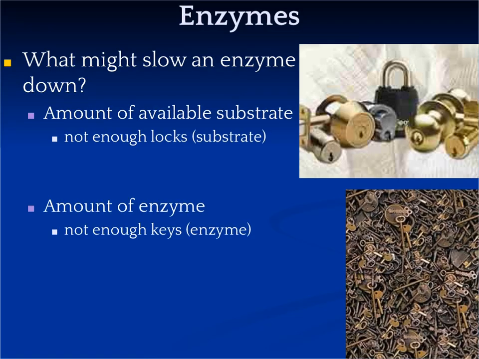Enzymes can also be slowed down if there is not enough substrate, right? That means there's not very many things for the enzyme to be active on, so the rate of reaction is not very fast. Another thing that can happen is that you have too little enzyme. You have lots and lots of substrate, but very little enzyme to go around, and that can slow down the rate of reaction as well.